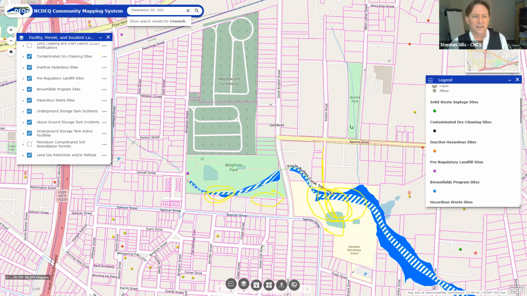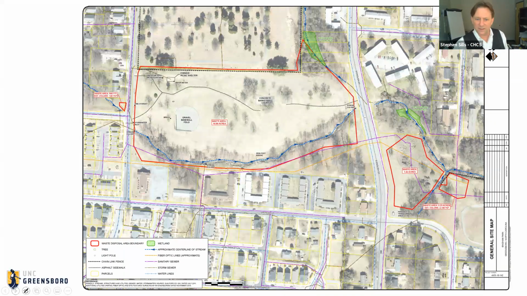So lots of interaction. This is from NCDEQ's mapping system, and we see a designation for pre-regulatory landfill site, as well as some other EPA concerns in the neighborhood. These are disproportionately in neighborhoods of color when we map them across the state and across our own city. Here's another aerial view, and you can see where the creek bed lies, where the boundary in red of the former landfill is, where it extends over onto the land that Hampton occupied.